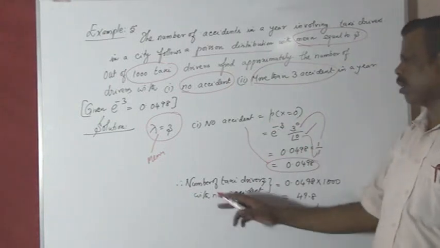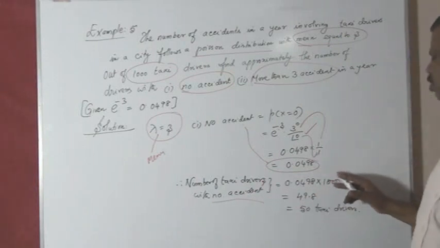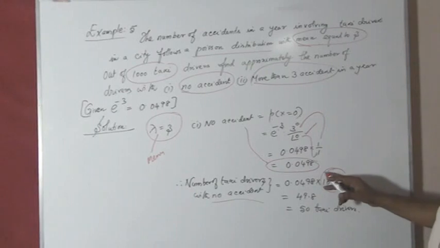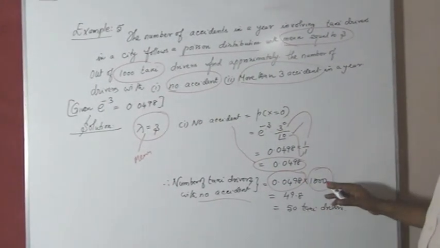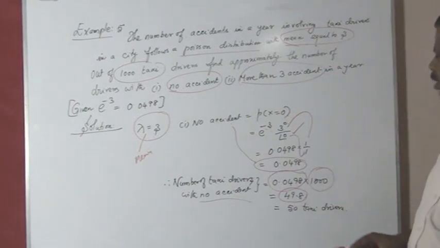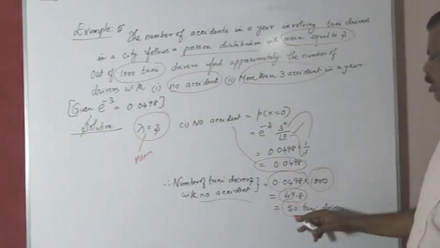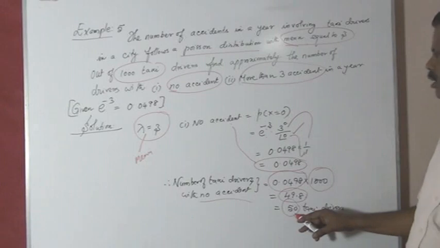So we want to calculate the number of taxi drivers with no accidents. So how many drivers are in the city? 1000. So no accident probability value is 0.0498. Multiply with 1000 we will get 49.8. So number of drivers cannot be a decimal value. So it is approximately equal to what? 50 taxi drivers.